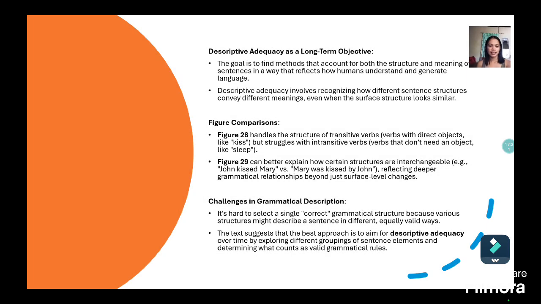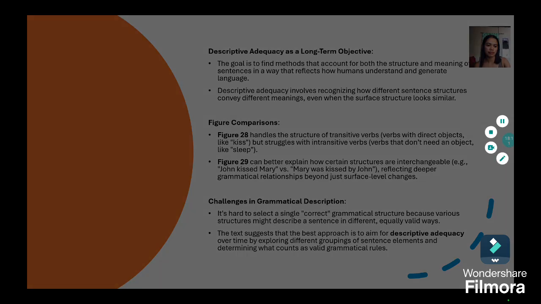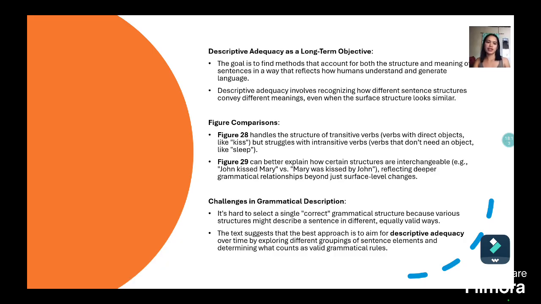Let's continue the last part, challenges in grammatical description. It's hard to select a single correct grammatical structure because various structures might describe a sentence in different, equally valid ways. Additionally, the text suggests that the best approach is to aim for descriptive adequacy over time by exploring different groupings of sentence elements and determining what counts as valid grammatical rules. So that is the challenges in grammatical description, the last part of the adequacy of phrase structure grammar.